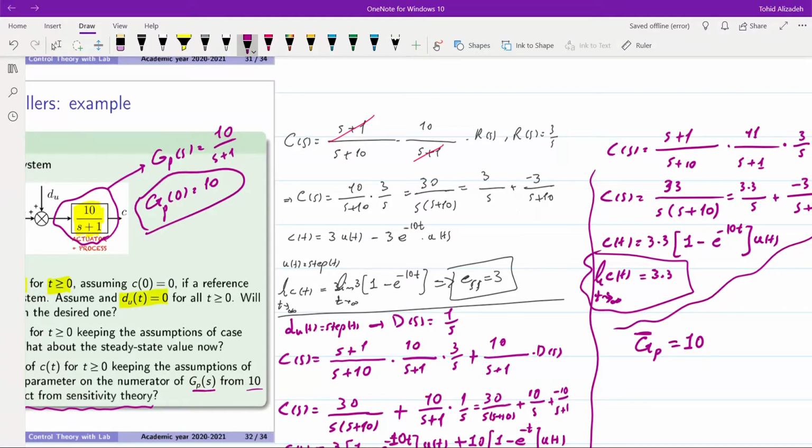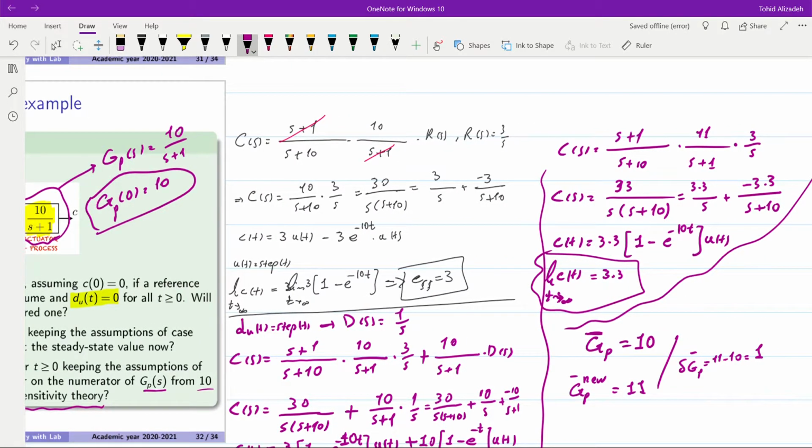Now the new GP bar is equal to 11, as the numerator has changed into 11. And therefore delta GP bar is equal to 11 minus 10, the new one minus the old one, which is equal to 1. So we have delta GP bar equal to 1 and GP bar itself was equal to 10.